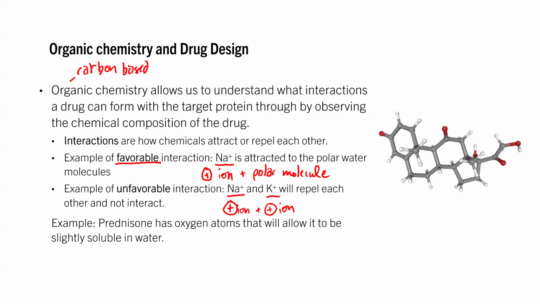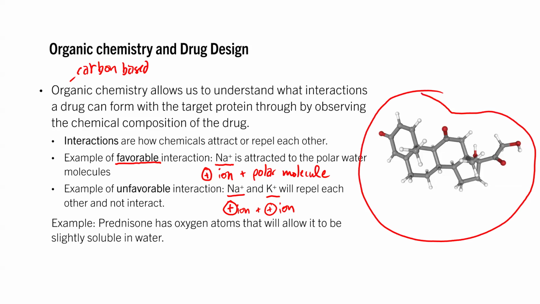Now, an example: prednisone has oxygen atoms that will allow it to be slightly soluble in water. This is a picture of prednisone. And these red balls right here are all oxygen atoms. Everything else is carbon and hydrogens.